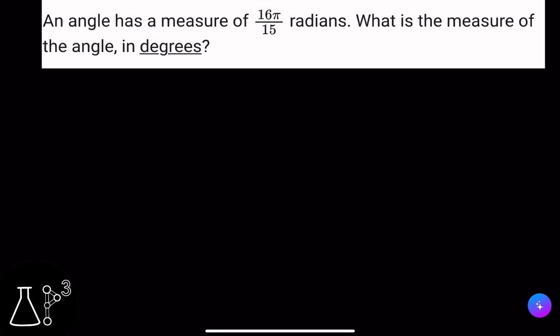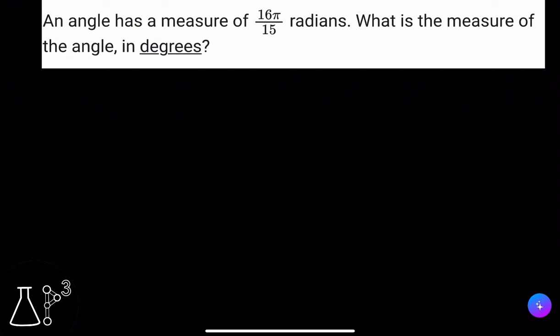So I forgot we had one more medium question. I completely skipped it, but we're going to go over it right now. An angle has a measure of 16 pi divided by 15 radians. What is the measure of the angle in degrees? So all we have to do in this type of question is honestly just convert radians into degrees, and you can solve this in less than a minute.